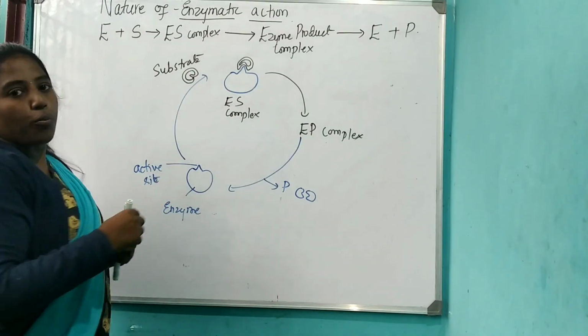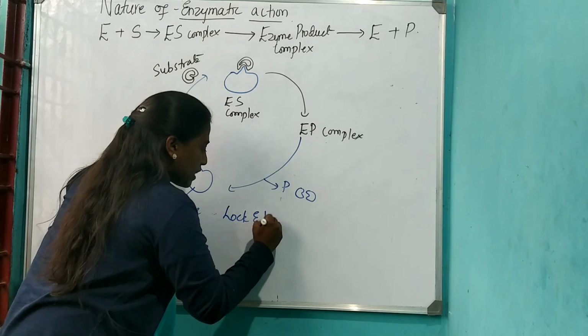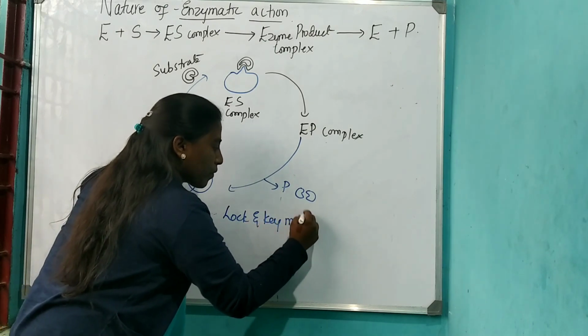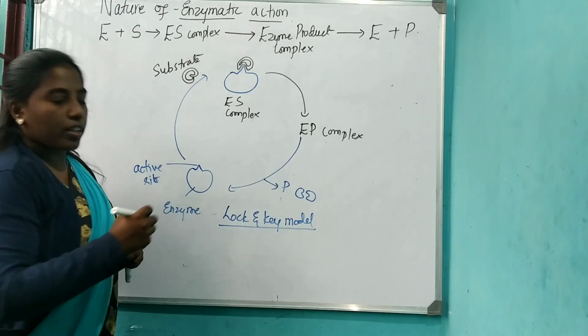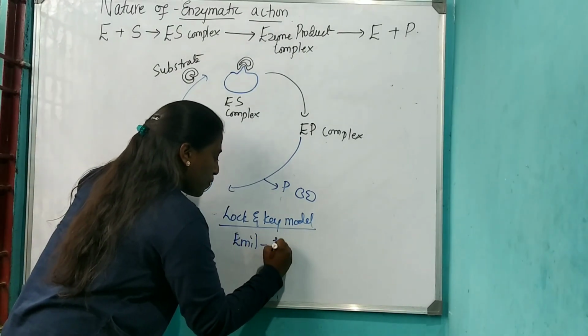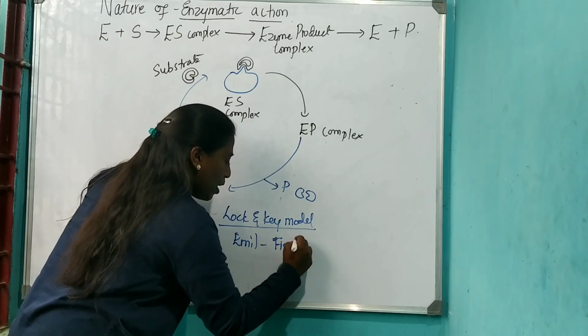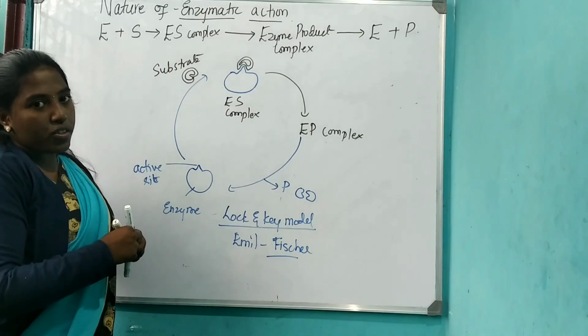So this is a lock and key model. Which we have discussed now is the lock and key model. This lock and key model was proposed by Emil Fisher. Fisher proposed this lock and key model of the enzymatic action.